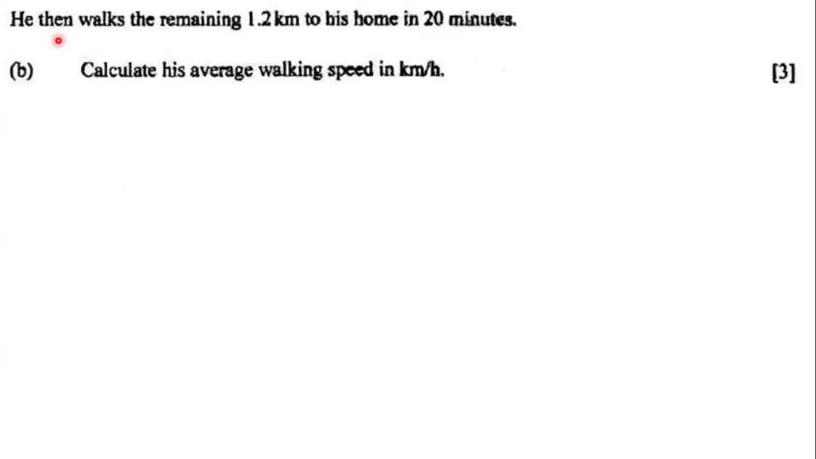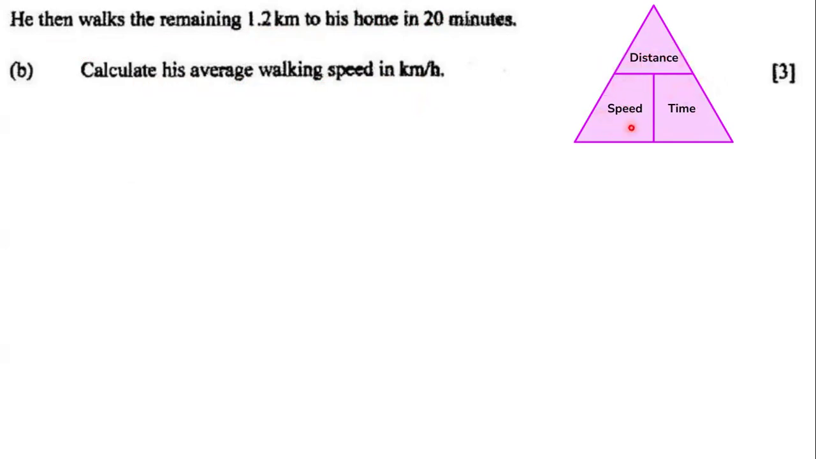Next, it says that he then walks the remaining 1.2 kilometers to his home in 20 minutes. Calculate his average walking speed in kilometers per hour. So here we have the distance, speed, and time triangle. Now, speed is equal to distance divided by time. We have 20 minutes, and our goal is to express it in terms of hours. And so we're going to convert minutes to hours.